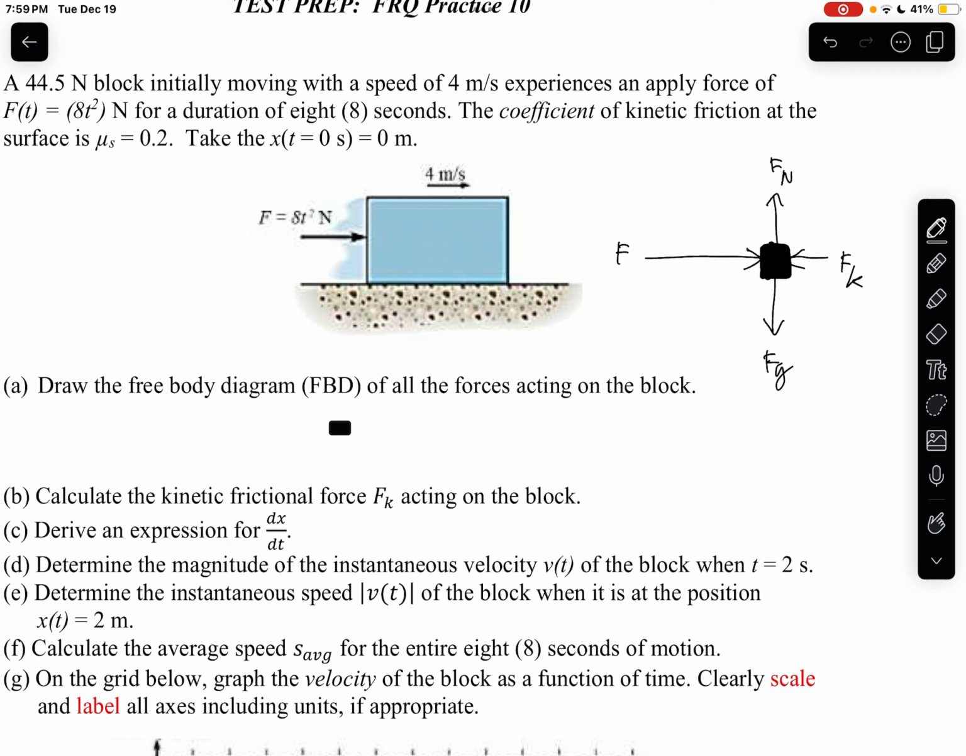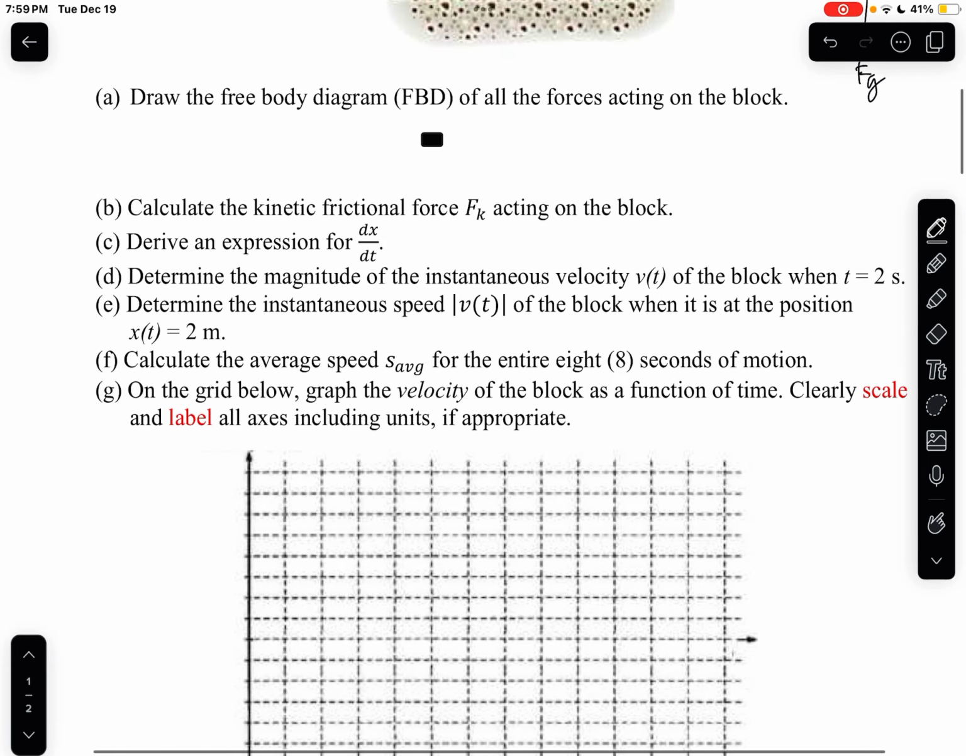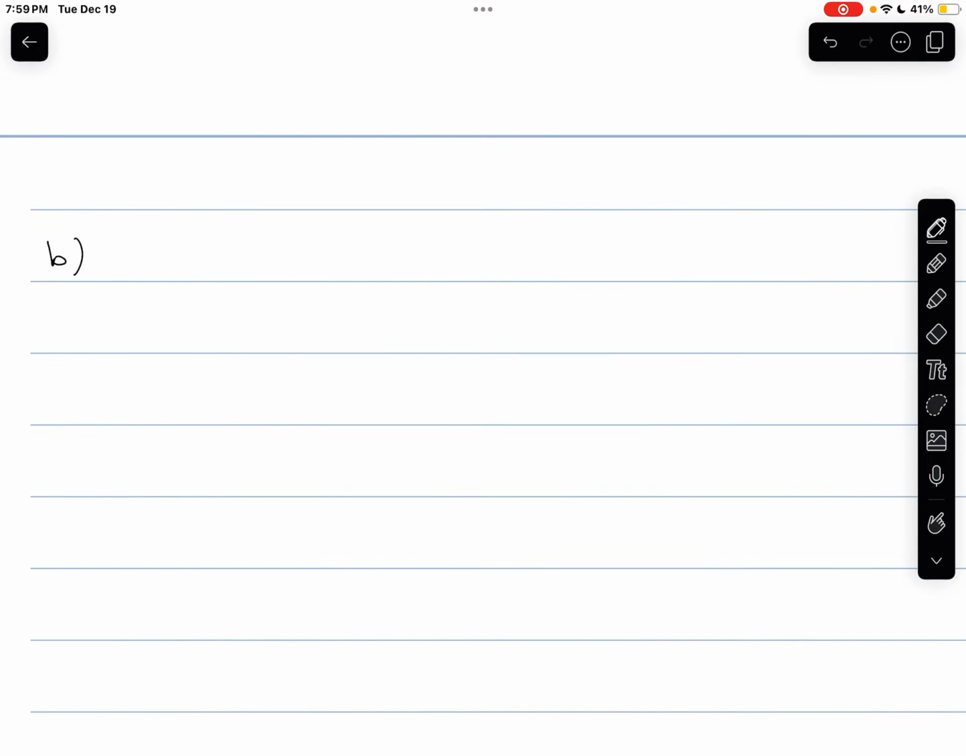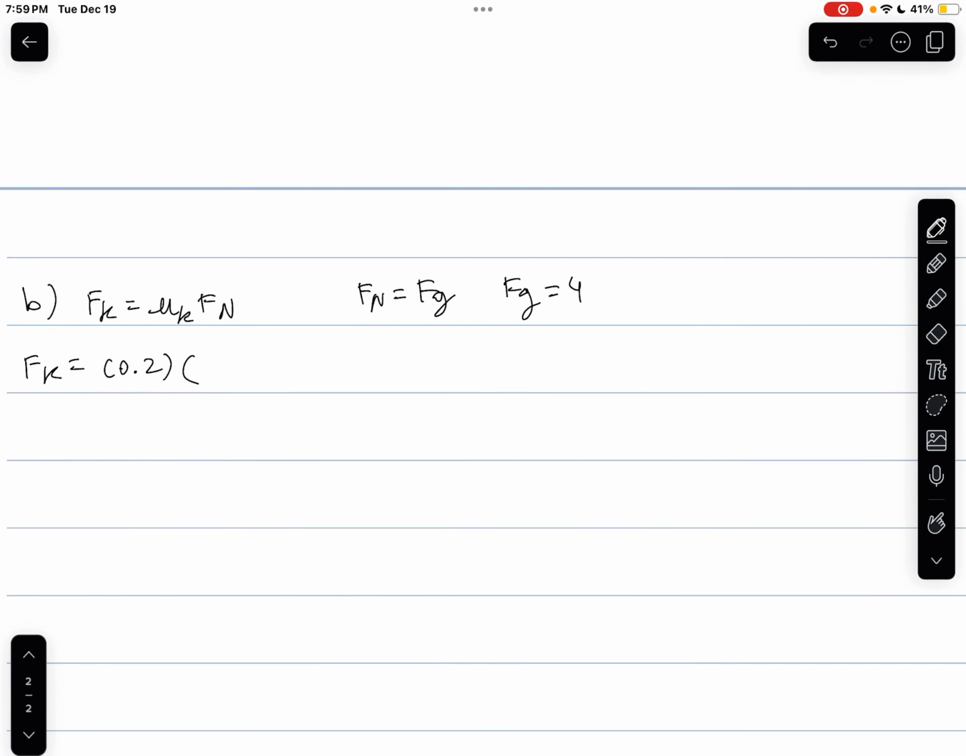For part B, oh, you want to look at it? Here, this is what I got for part A. And for part B, I have to find Fk. And I know Fk is mu k times Fn. So then I just plug in what I know, which is mu k, you gave it to us, which was 0.2. And Fn is just going to be mg, because Fn equals Fg, and the Fg you gave us was 44.5 newtons. So then Fg equals Fn, and I plug in 0.2 times 44.5. Everything multiplied together equals 8.9, but this is friction, so it's going to need a negative sign in front of it because it's acting against the motion.